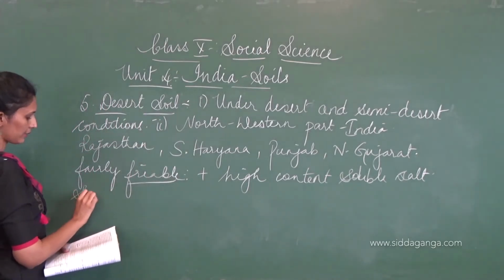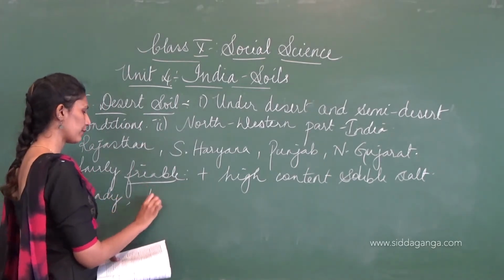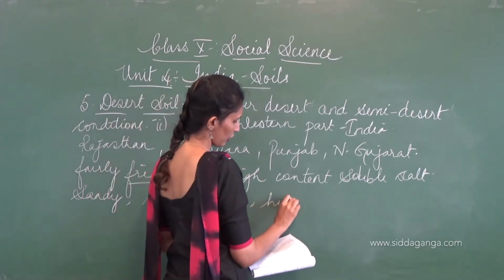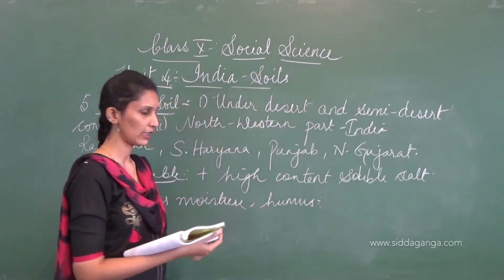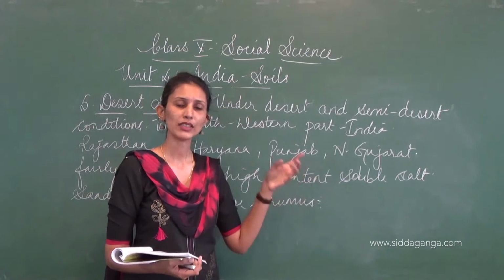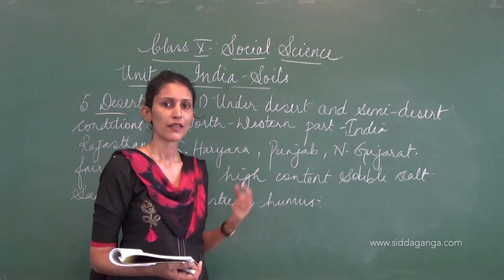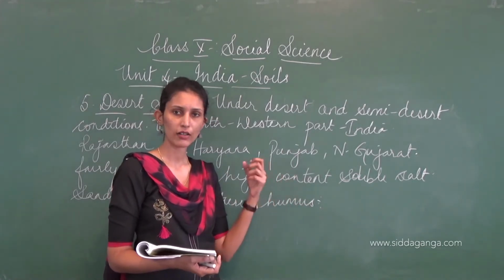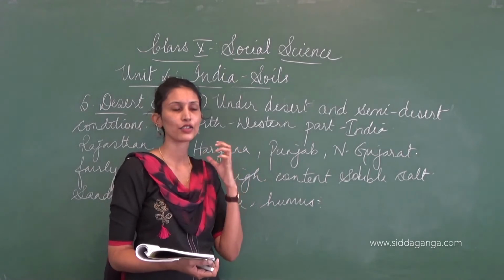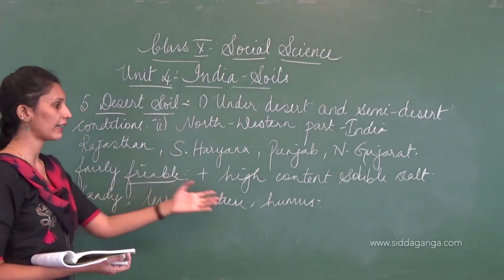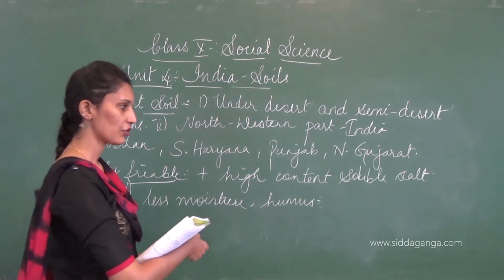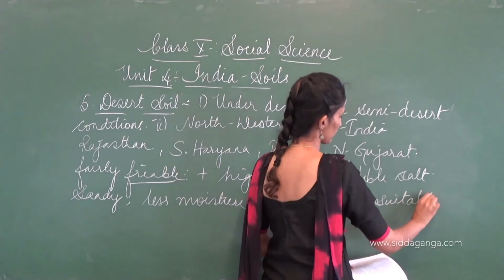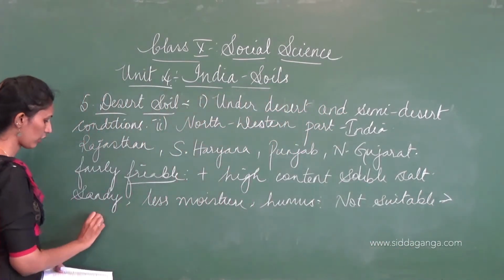The soil is sandy, and it has low moisture and humus. Now humus is organic material that is formed when animals and plants have been dead for a long time and the process of decomposing has happened. When the living organisms die there and decay, the humus is formed. So there is less moisture, it is sandy, and there is less humus in this area. So this area is not suitable for the cultivation of crops.